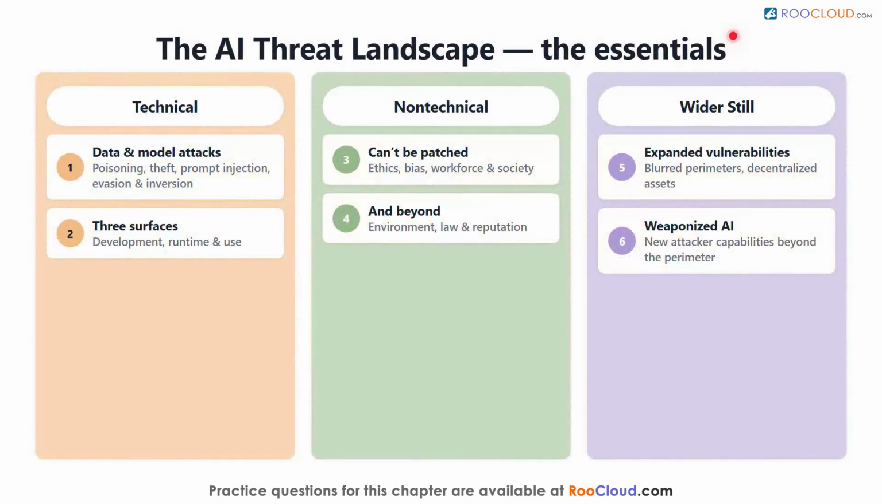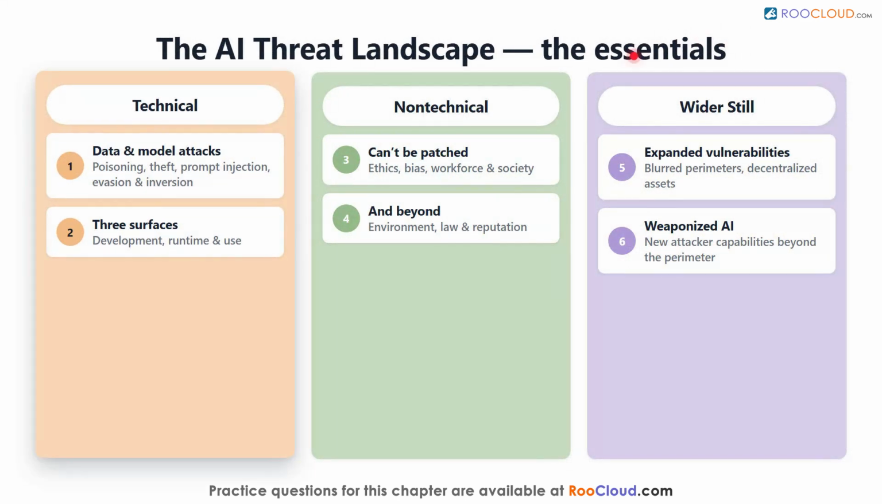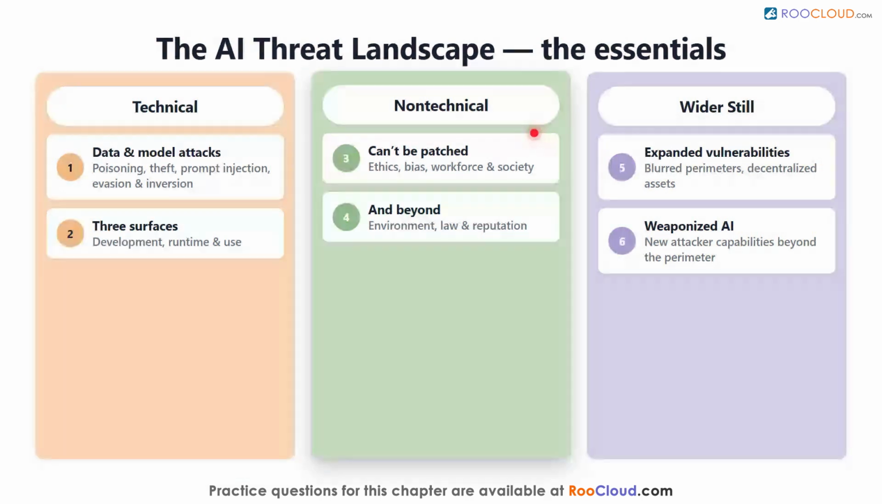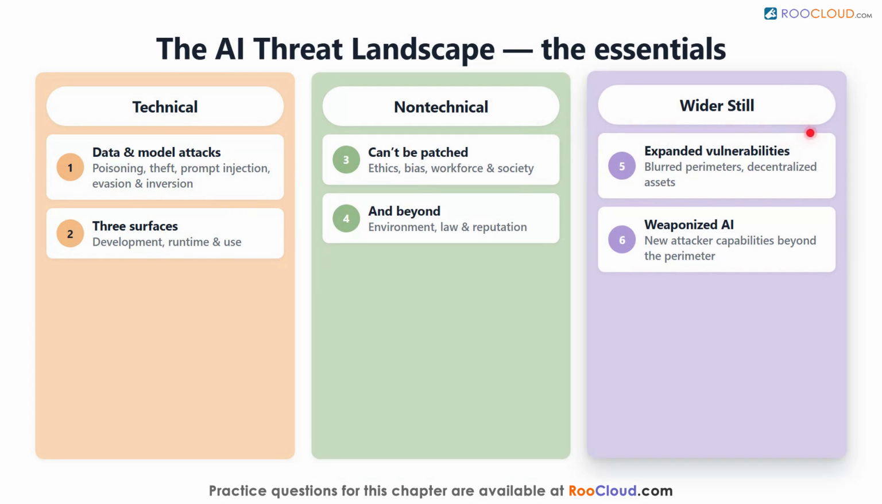Let's bring it all together. AI's threat landscape fuses technical and human-centric risk. Technical attacks include data and model poisoning, model theft, prompt injection, evasion, and inversion, organized across development, runtime, and use. Non-technical threats span ethics, bias, workforce, society, environment, and law, none of which can be patched. And AI both expands system vulnerabilities and arms attackers with new capabilities, demanding defenses that reach well beyond the traditional perimeter.